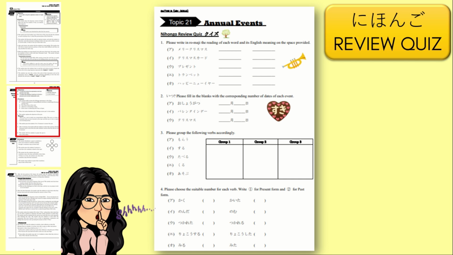And the next part, which is the Nihongo part, is the Nihongo review quiz. Give them enough time to answer the Topic 21 Annual Events Nihongo Review Quiz.